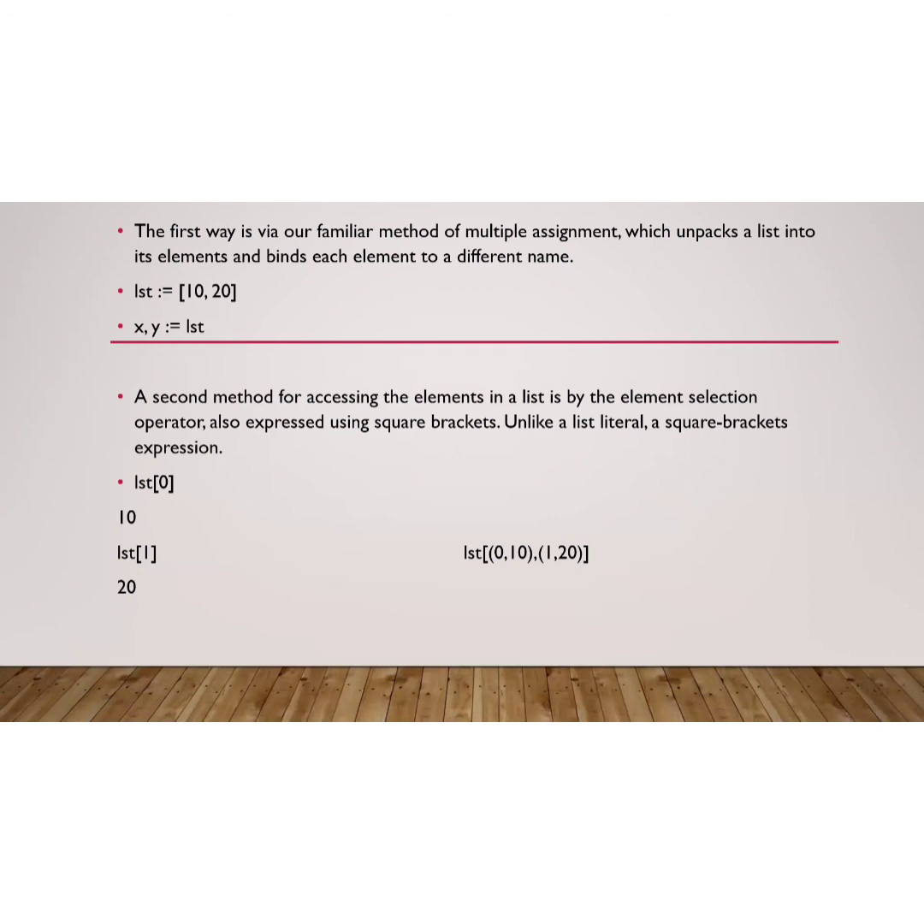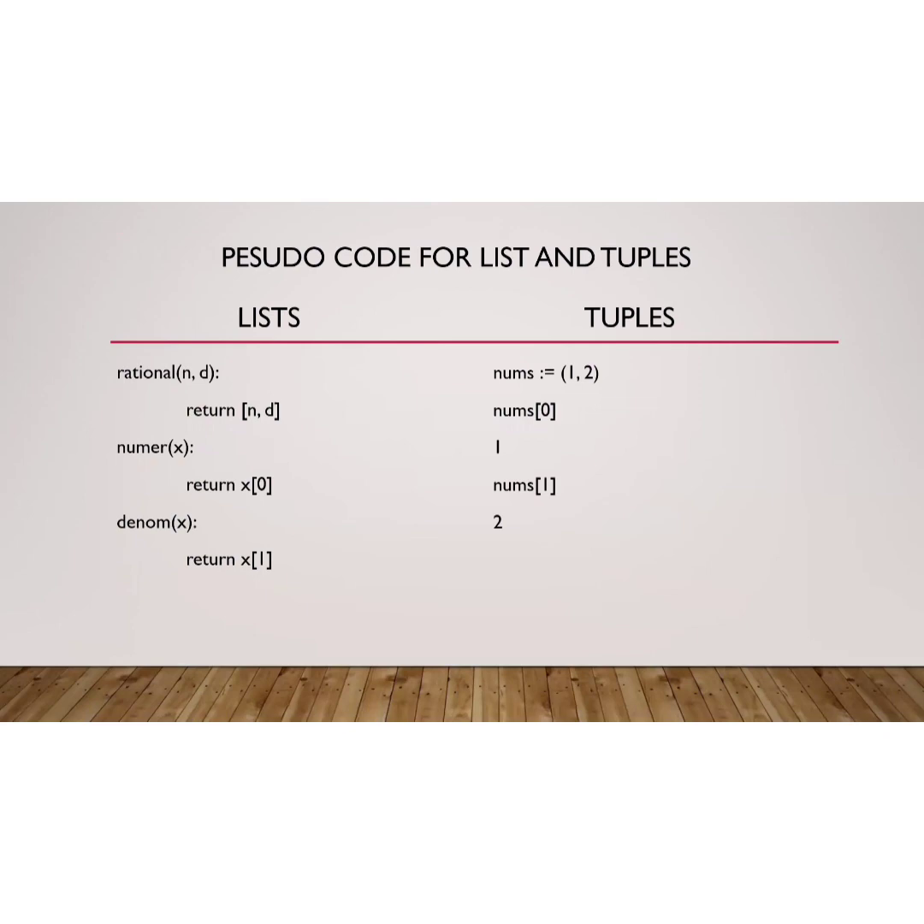Okay, here the values are bundled together. Bundling of two values into one is called as what? Pairs. Okay, bundling of two values into one can be considered as a pair. So list and tuples are also called as pairs. Next, let us see pseudocode for list and tuples.